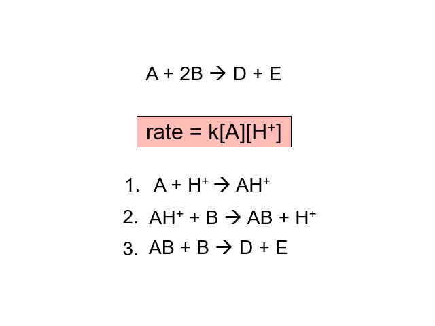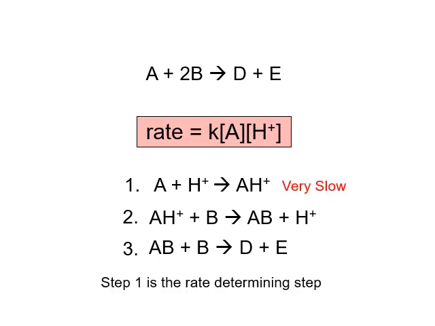And then in step 3, the AB from step 2, which is also an intermediate, combines with the second mole of B to form the final product D and E. And since the rate equation does not involve any B, 2 and 3 cannot be the rate determining steps. So step 1 must be the rate determining step and H+ the catalyst.